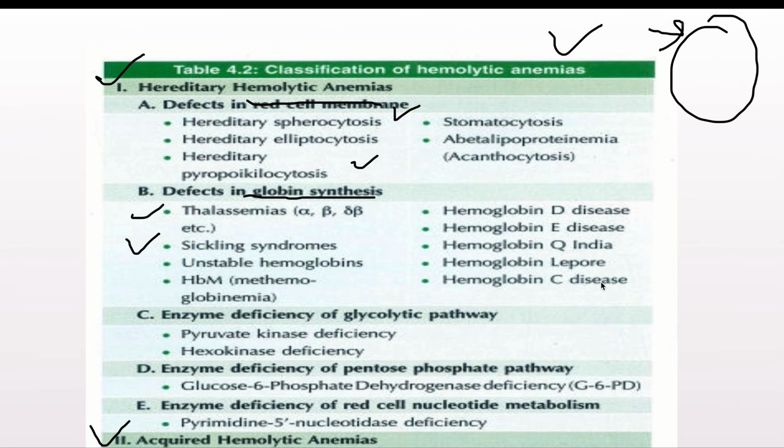These are the two main important diseases, others are also present, but these are the two main: thalassemia and sickle cell anemia. Now, there can be deficiency in certain enzymes which are present in the RBCs, like pyruvate kinase, like hexokinase. Then enzymes of the pentose phosphate pathway, like G6PD. So all of these are the hereditary forms of the hemolytic anemias.